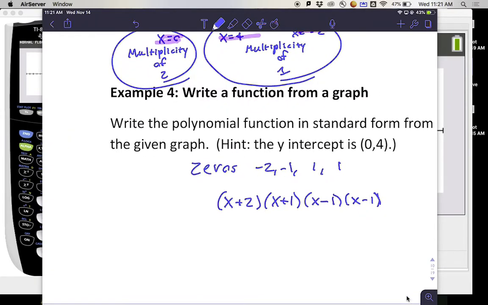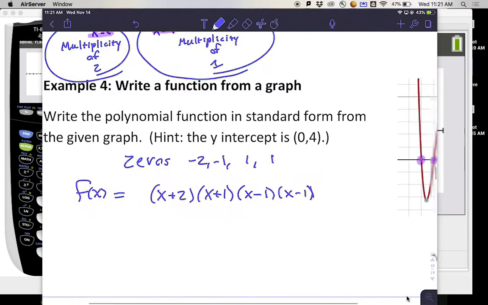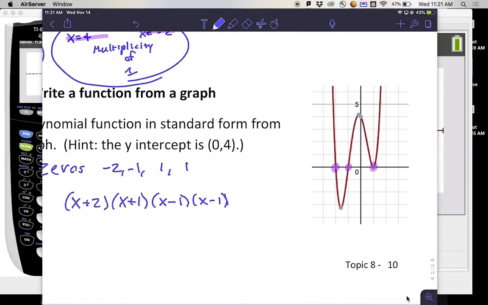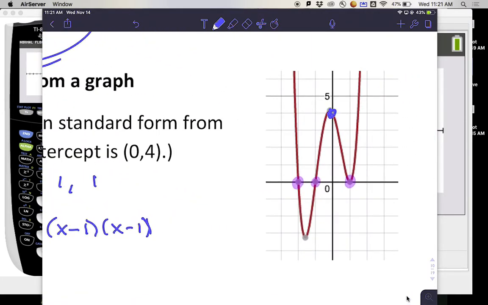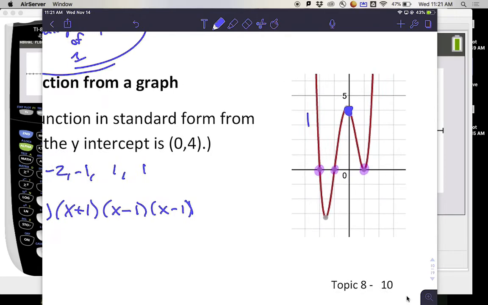So technically, we can write a polynomial function. We go f(x) right here. That's a function right there, and that function would cross all of those points. Now, the only thing that's different about this problem is you do have a y-intercept, which affects how tall and how far these graphs go.